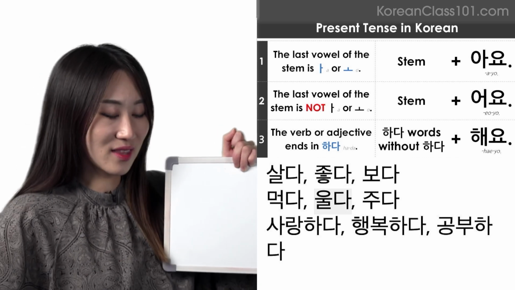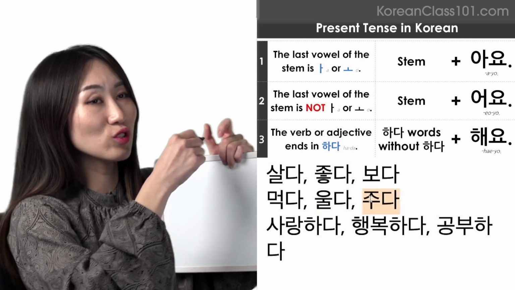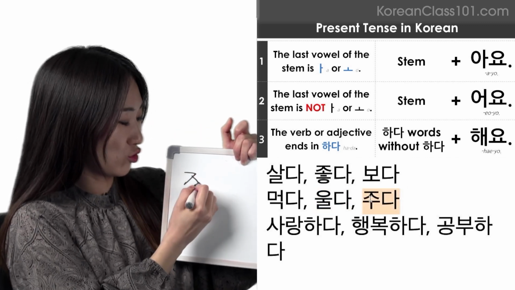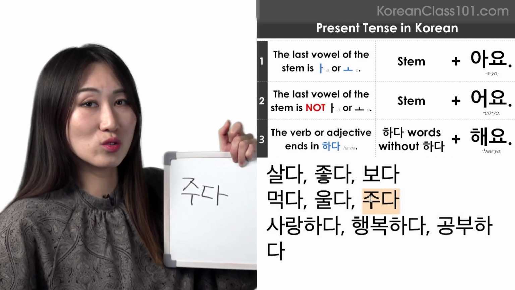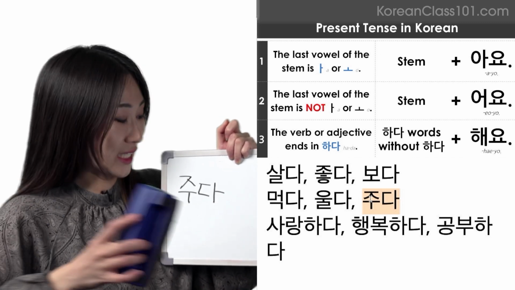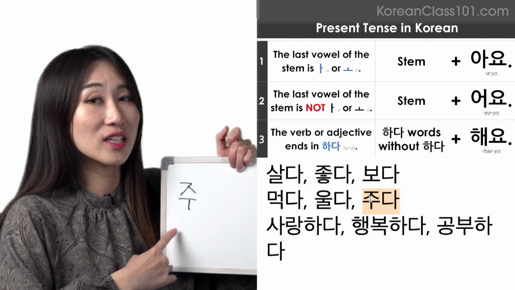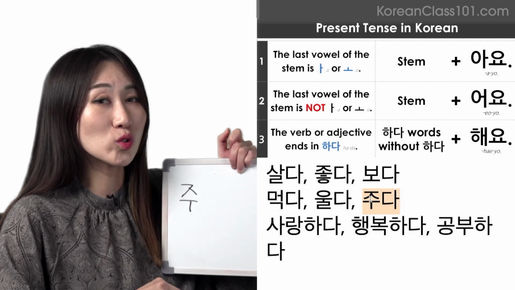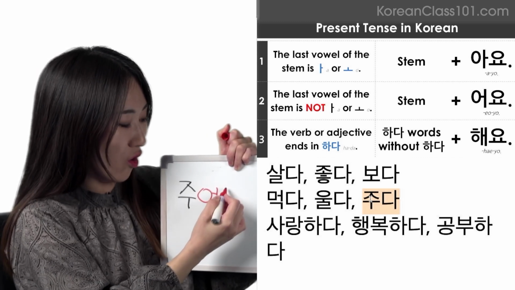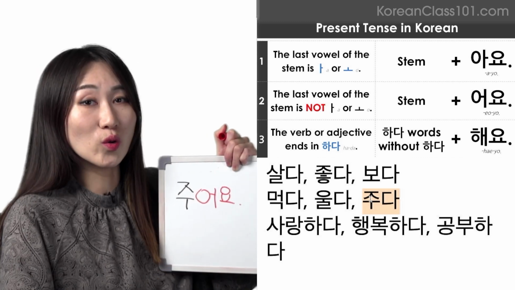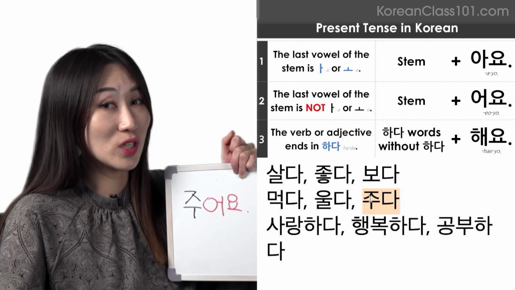Now let's look at this one. 주다, meaning to give. Okay, so what is the stem? It's very simple now. Ta-da, remove 다, then you have 주. It does not include 아 or 오, so you are using 어요. 주어요. It means I give, you give.